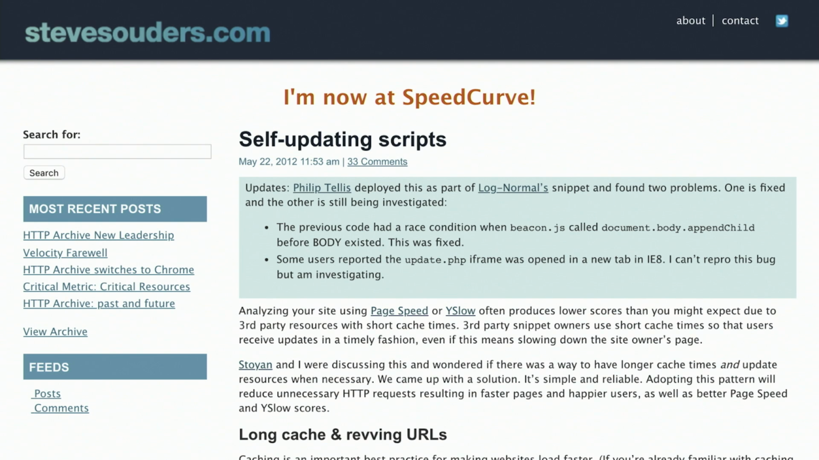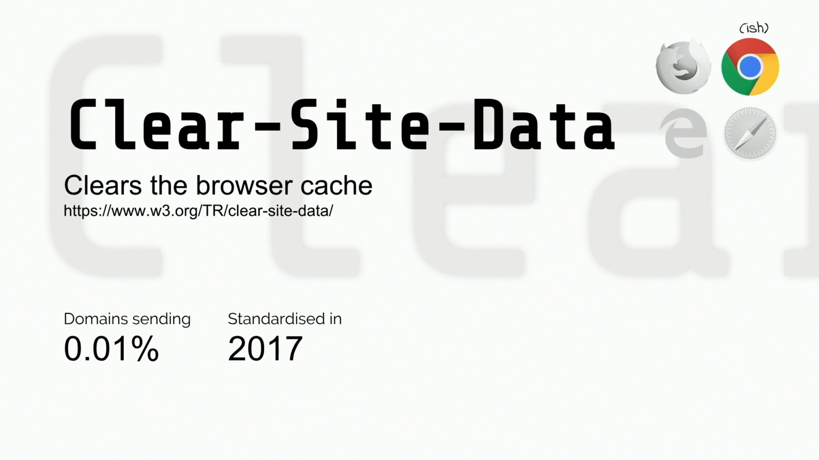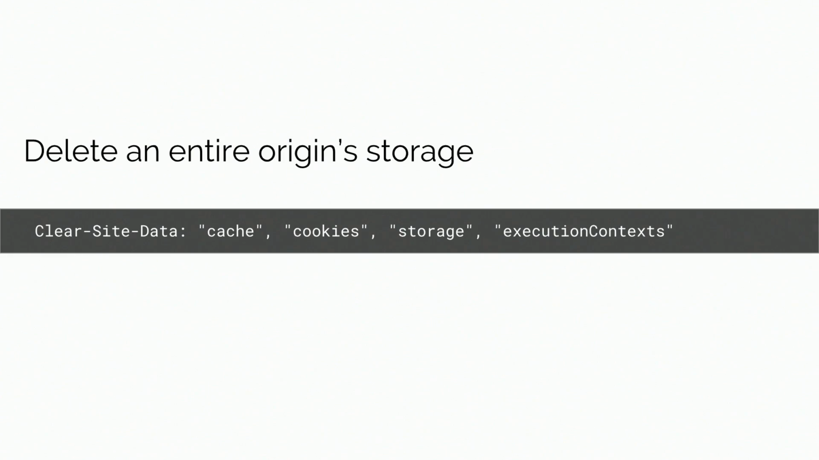And he said, Andrew, there must be a better way of doing this now. This was years ago. And I said, well, Steve, you must surely have heard of Clear-Site-Data. And he says, no, what's that? So I said, well, it's an HTTP header. You just attach it to any response that you send from your origin, and it will clear the browser cache of all resources that are associated with your origin. And he said, wow, I didn't know about that. You should write a blog post.